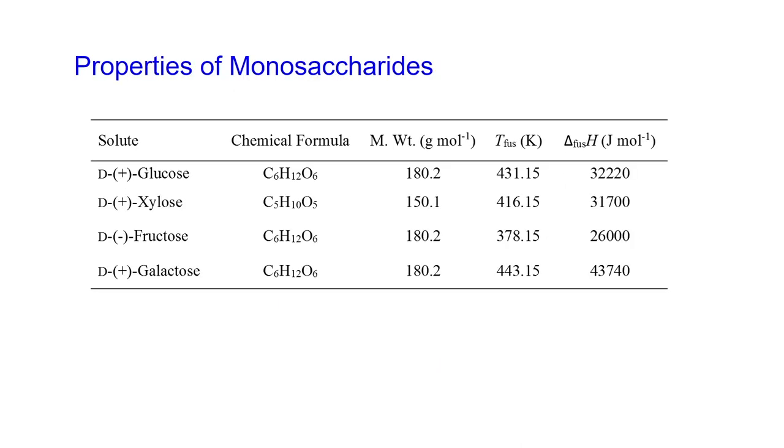So there are some compounds which are known as monosaccharides. What are monosaccharides? It means you have one glycosidic ring. So this monosaccharide may be either cellulose or hemicellulose derived. For example, galactose is hemicellulose, glucose is cellulose. So these are the chemical formula, molecular weight, the fusion temperature which is the melting point for these, and this is the heat of fusion. So these are some monosaccharides. We can term them monosaccharides because of the single glycosidic ring.